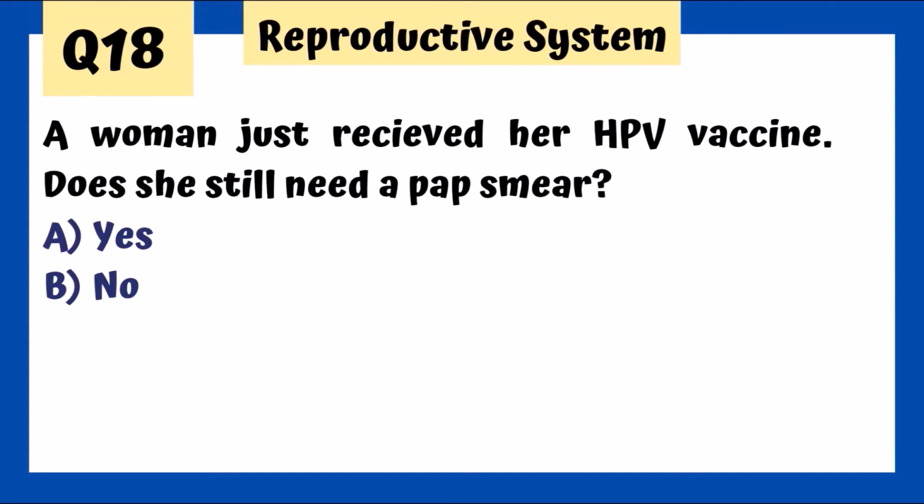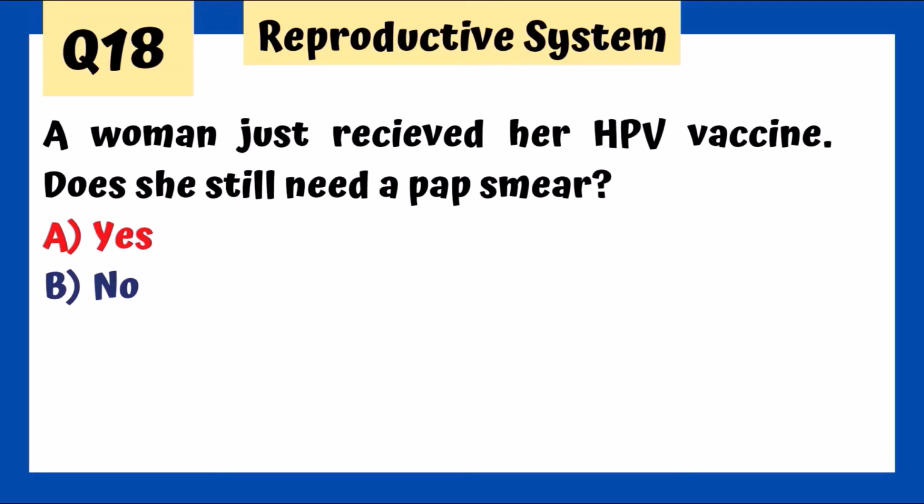The woman just received her HPV vaccine. Does she still need a pap smear? Absolutely. HPV vaccine only protects against subtypes 6, 11, 16, and 18. It doesn't protect against 31, 33, etc., other variants, and therefore she still needs the pap smear. How often? About every 5 years, 3 to 5 years.